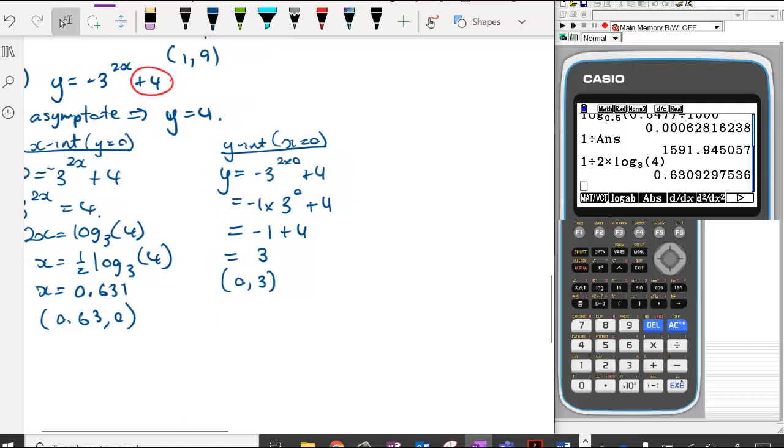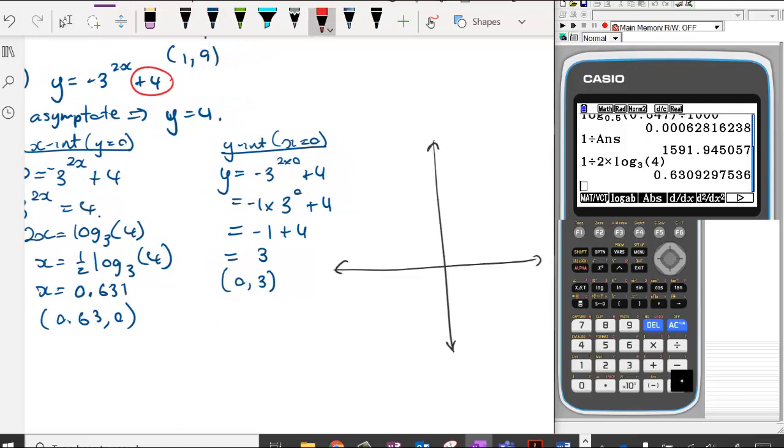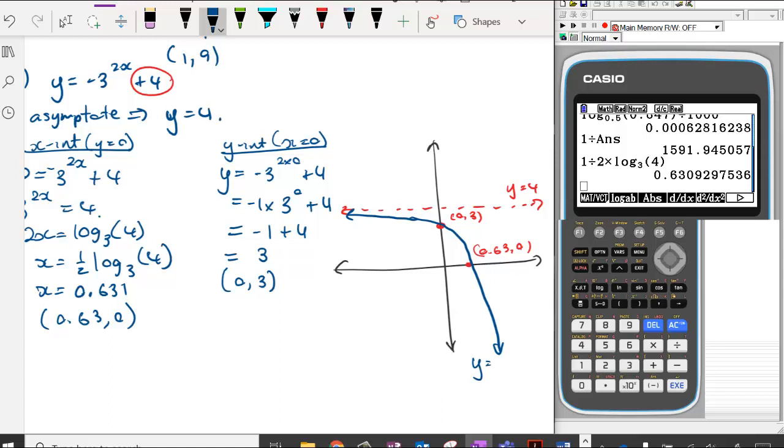Now when we go to sketch this then, we start with our asymptote. And so we have an asymptote at y is equal to 4. We have a y-intercept at (0, 3), and we have an x-intercept at (0.63, 0). Now when we sketch this out, that is what our exponential looks like: y is equal to negative 3 to the power of 2x plus 4.